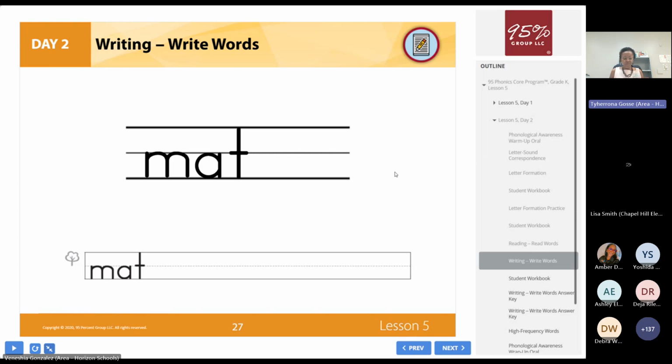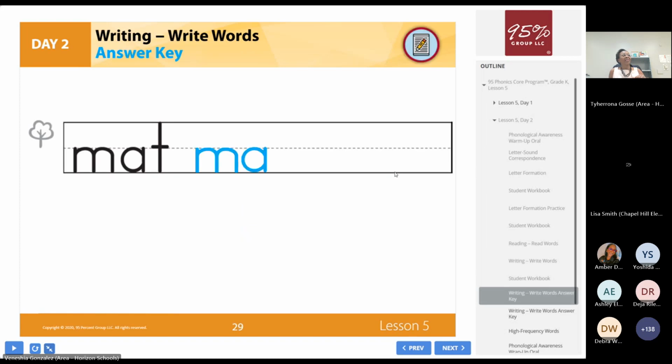Here's your first word. The word is map. Say it. Map. Now I want you to finger stretch map. Let's finger stretch. Good. One more time. Good. What's the first sound? Which letter spells the sound? M. Good. I want you to write M.